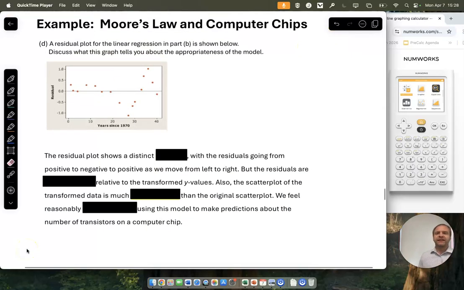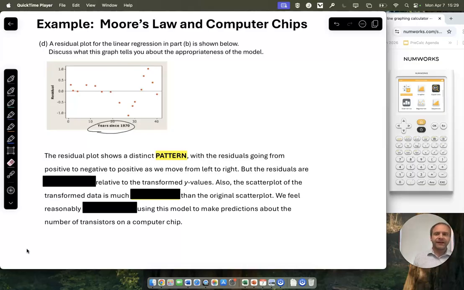Looking at part D, we have a residual plot for the least squares regression line that we had in part B, where we had the natural log for the y. Keep in mind this is a new residual plot. In this case, years since 1970 is our explanatory variable, but our response is the natural log of transistors. We're still dealing with that idea. And the residual plot shows a distinct pattern.